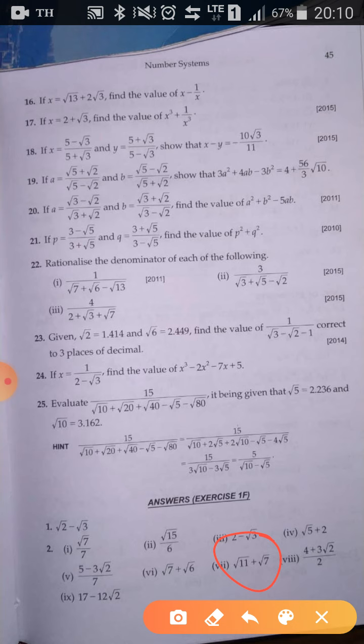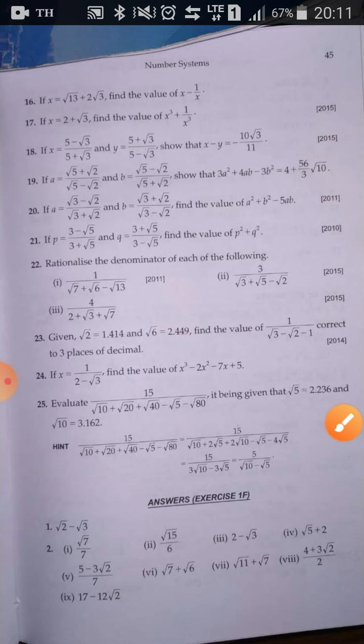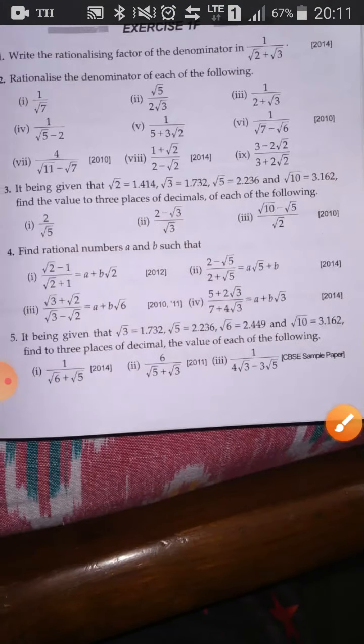Because in the numerator, what did we get? We get 4 into root 11 plus root 7. After doing the a square minus b square formula in the denominator, you will get 4 in the denominator as well. Understood? So 4 and 4 get cancelled out, and finally that's why the answer is root 11 plus root 7.